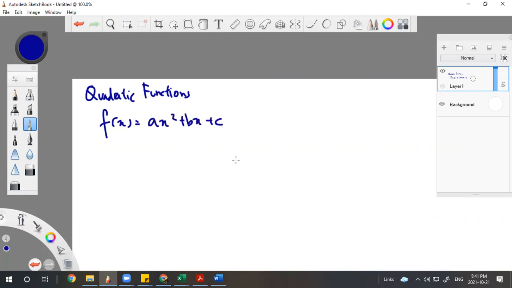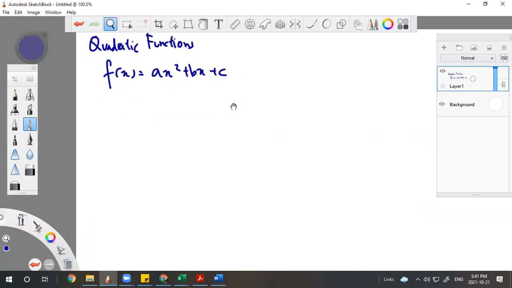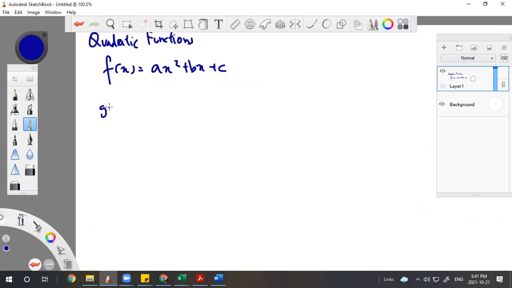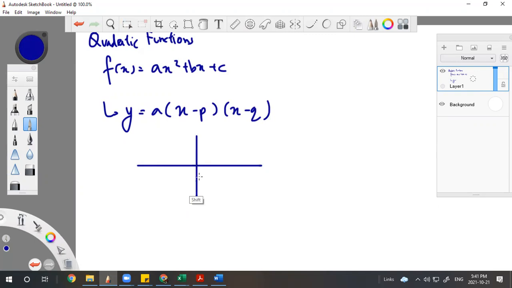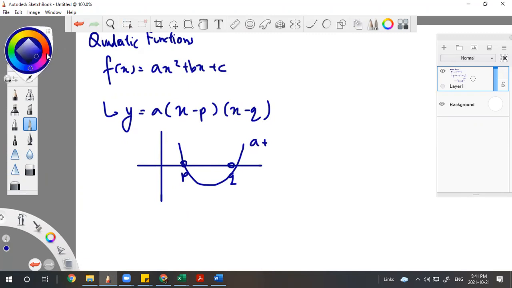But we have some special features of this part. A quadratic function can also be written like this: y equals a times x minus p times x minus q. It means the quadratic function has its x-intercepts at p and at q. And when a is positive, the graph opens upward, but it can also be like this, opening downward, if a is negative.